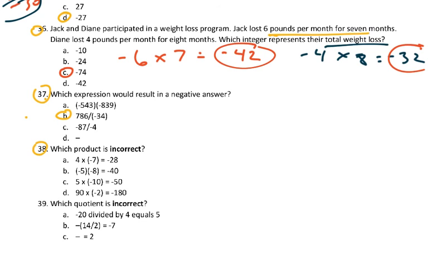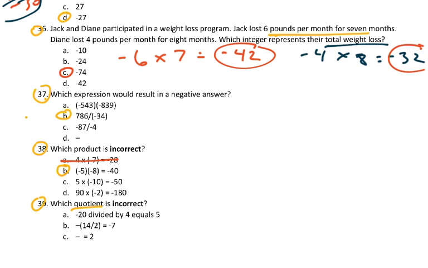38 says which product is incorrect. That means that we're looking for which one of these multiplication problems gives you a wrong answer. So let's just go through one at a time. 4 times 7 is 28, and a positive times a negative is a negative. So that one's right. Negative times a negative is a positive. That's a negative 40. So I can already see that 38 is wrong because a negative times a negative always equals a positive.